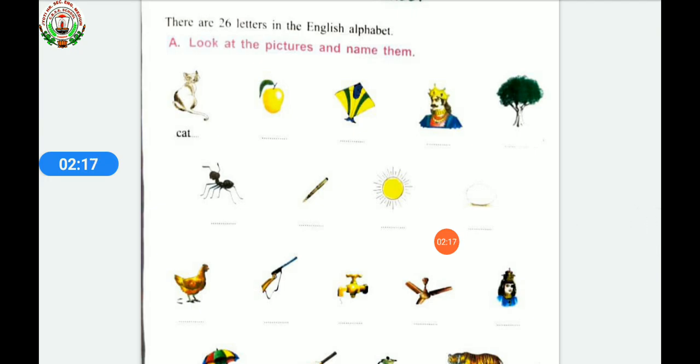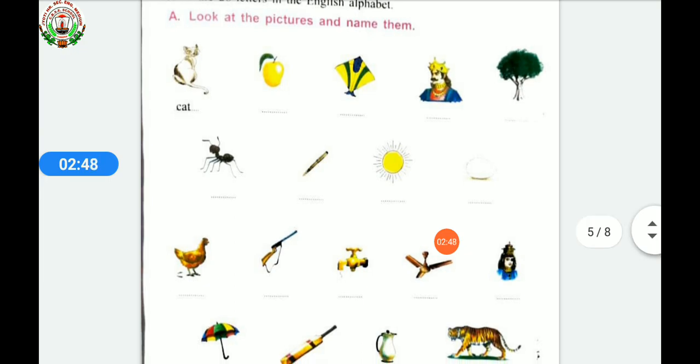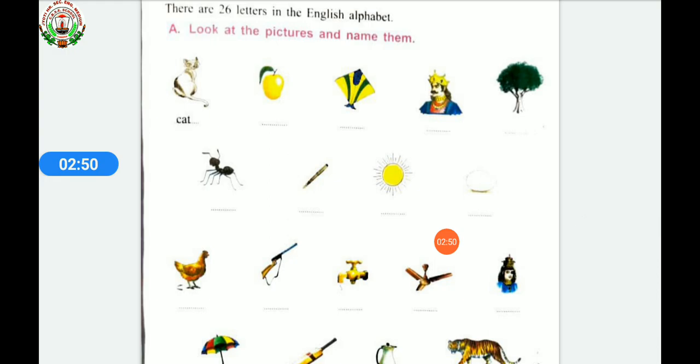Let's move to the next picture. The second picture is of a mango. It starts with the letter M. M-A-N-G-O, mango. The next picture is of a kite. It starts with the letter K. K-I-T-E, kite. Then the picture is of a king. K-I-N-G, king.